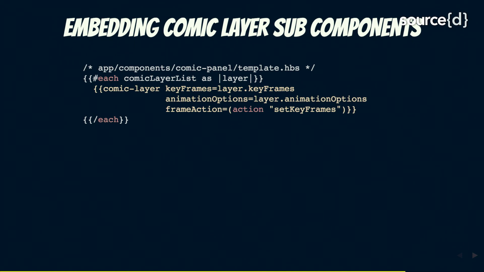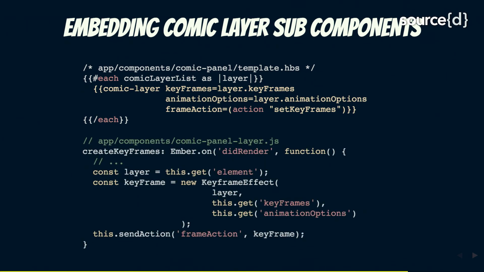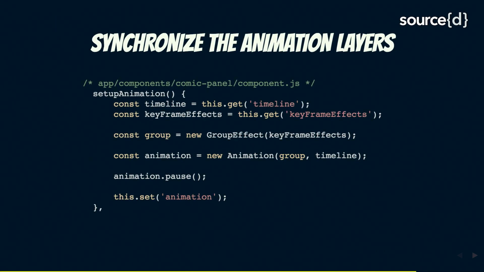And if you want to actually create multi-layer components, we could, for example, create subcomponents that just handle the state for a certain comic layer, just do the configuration, for example, this element with these animation options, and put this into our comic panel component. And the only thing that the comic panel component does is later on synchronizing these animations.